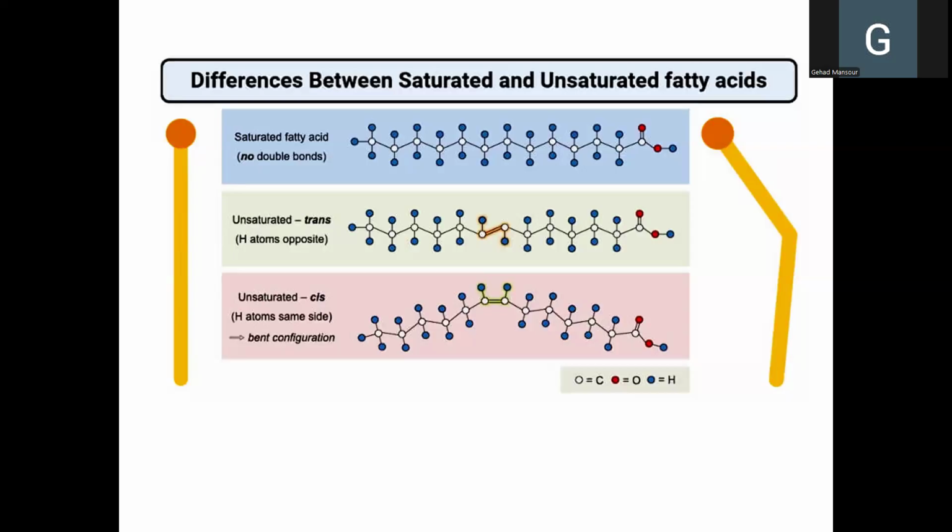Why? Because the double bond is rigid. And because the double bond is rigid, when there is a kink in the molecule, this kink cannot be easily moved. So if you have plenty of saturated fatty acids, one above the other, because they are all linear, then they would be parallel to each other, and there would be minimal spaces in between them.